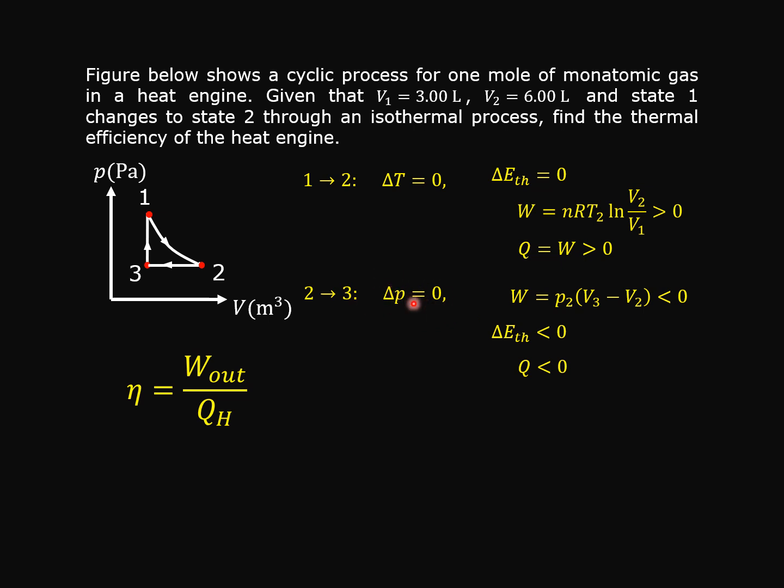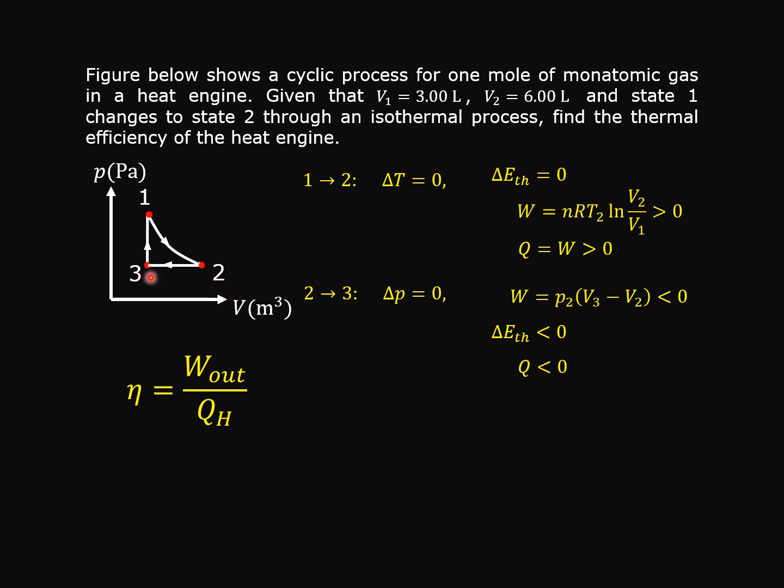For the isobaric process, the work done is equal to P delta V, where P is a constant. So here now we take this P2. In fact, we can also choose P3, but now we choose P2. And the change of the volume is V3 minus V2. So this V3 minus V2 will give us the negative sign. Therefore, the work done for this process would be negative.